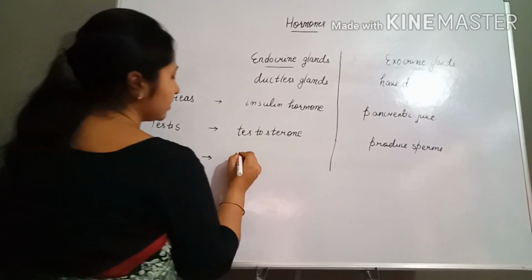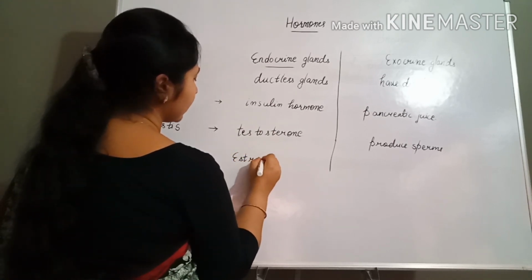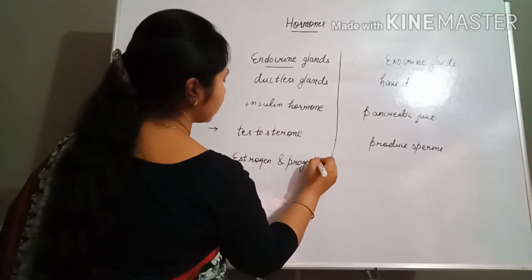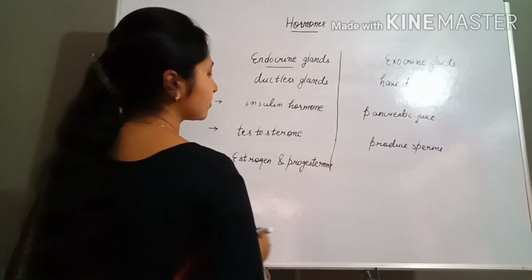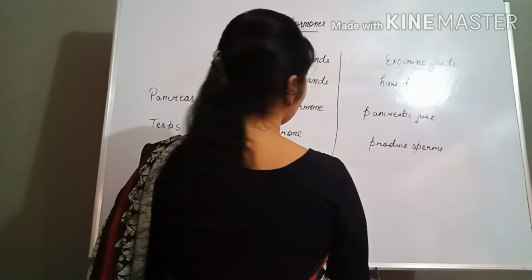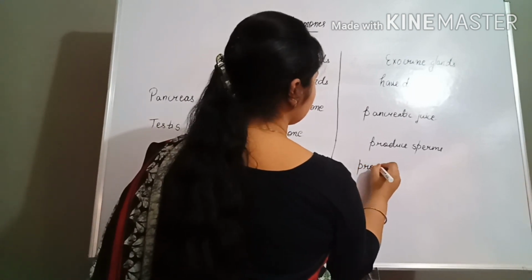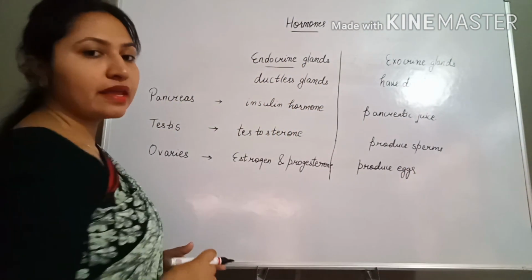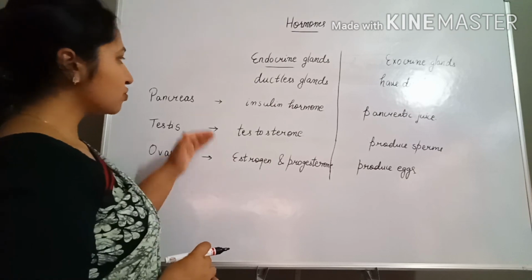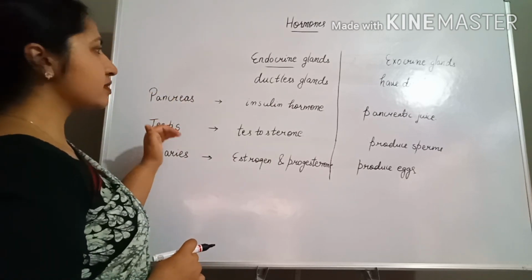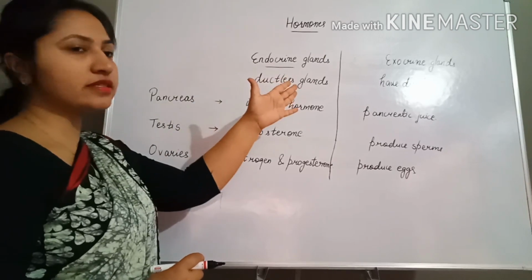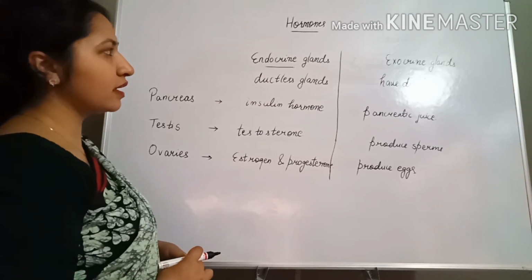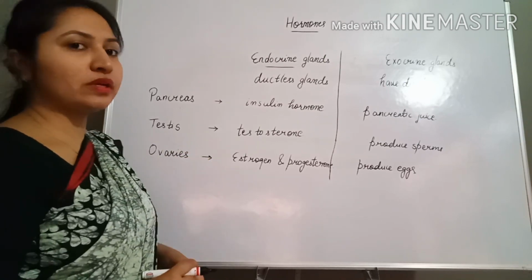Ovaries produce estrogen and progesterone hormones, and ovaries produce eggs as an exocrine gland. So these glands, pancreas, testes and ovaries, act as endocrine as well as exocrine glands. So that's why they are also known as heterocrine glands. But the other endocrine glands produce only hormones.